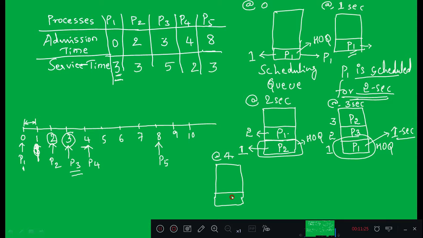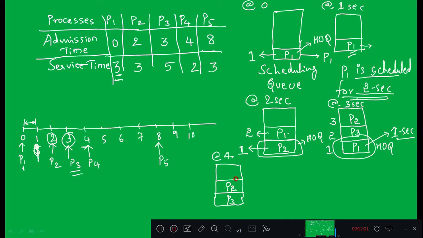At 4, P1 has completed its execution and it will be removed from the memory. The next process after P1 will be P3, right? And at 4, P4 is also entering, right? So we already have two processes in the memory, right? After P3 we have P2 here. Now P1 is preempted as well as completed its execution, so it will be removed from the memory. So P1 will not be there in the memory, right?